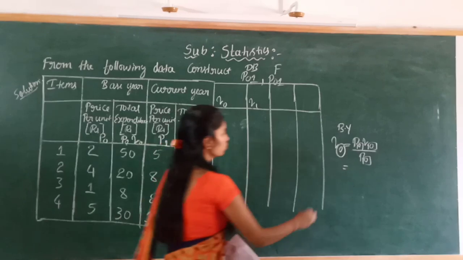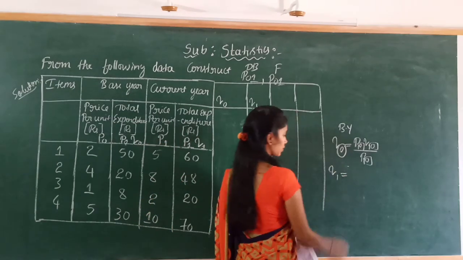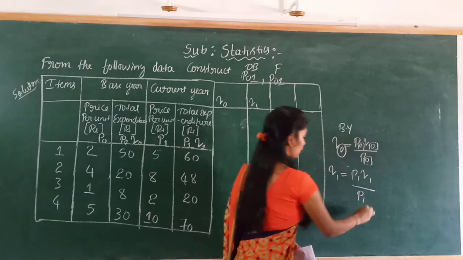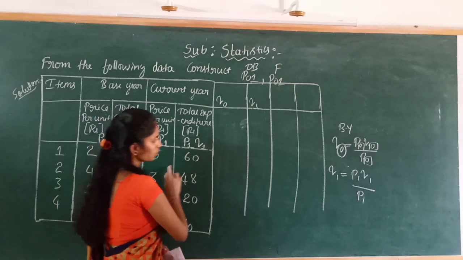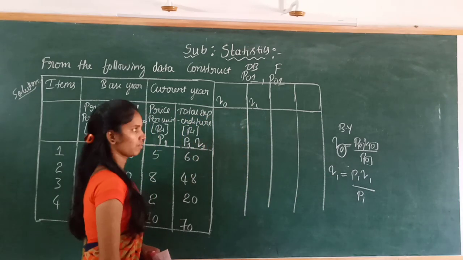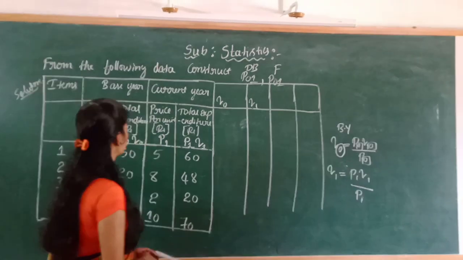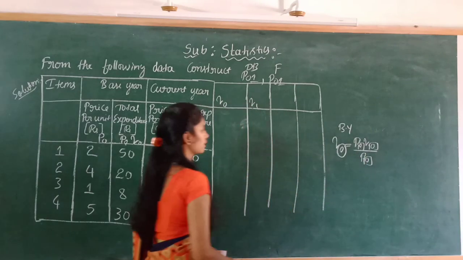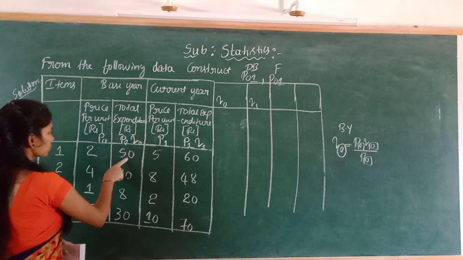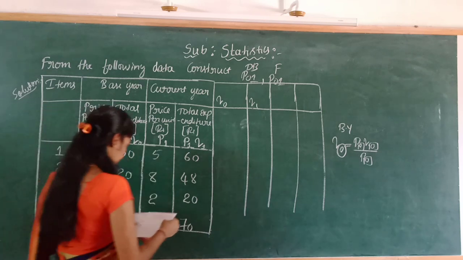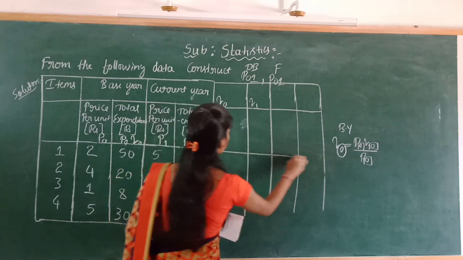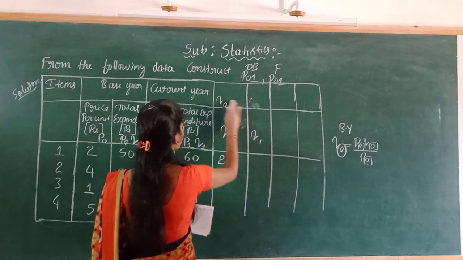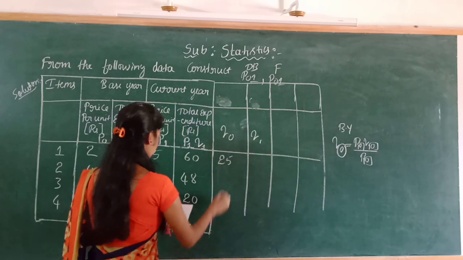Next is Q1. What is the formula for calculating Q1? That is P1 Q1 divided by P1. By using these two values, you calculate the Q1 values. Then calculate one by one. Q0 equals P0 Q0 divided by P0. So what is the value of P0 Q0? The first one is 50 divided by 2. So the value is 25. This is Q0. So 25.